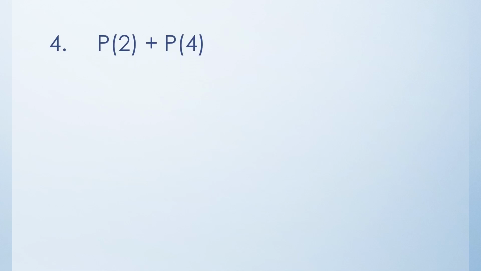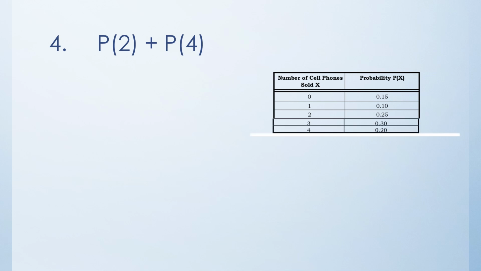Number 4. What is the sum of the probability of 2 and probability of 4? From the given table, the probability of 2 is 0.25 and probability of 4 is 0.20. So adding 0.25 plus 0.20 will give us 0.45.